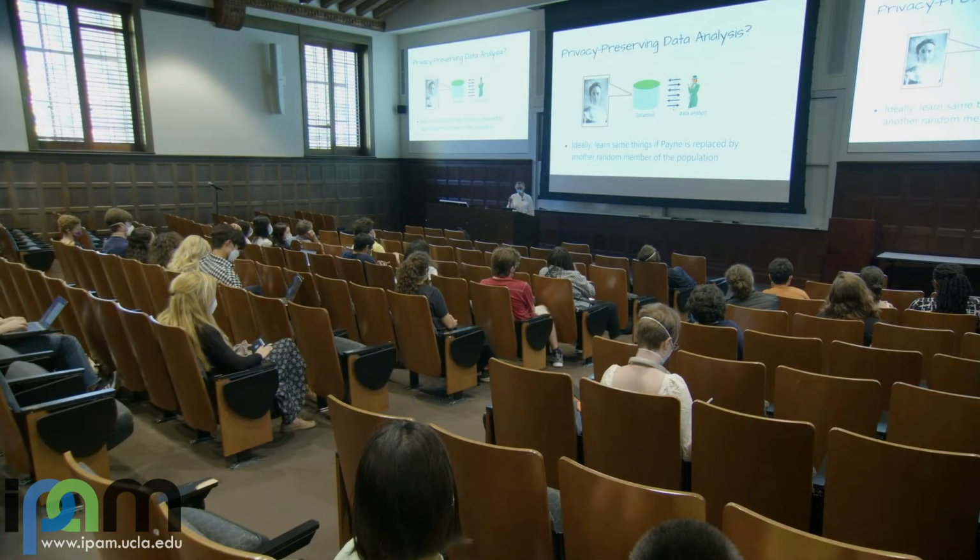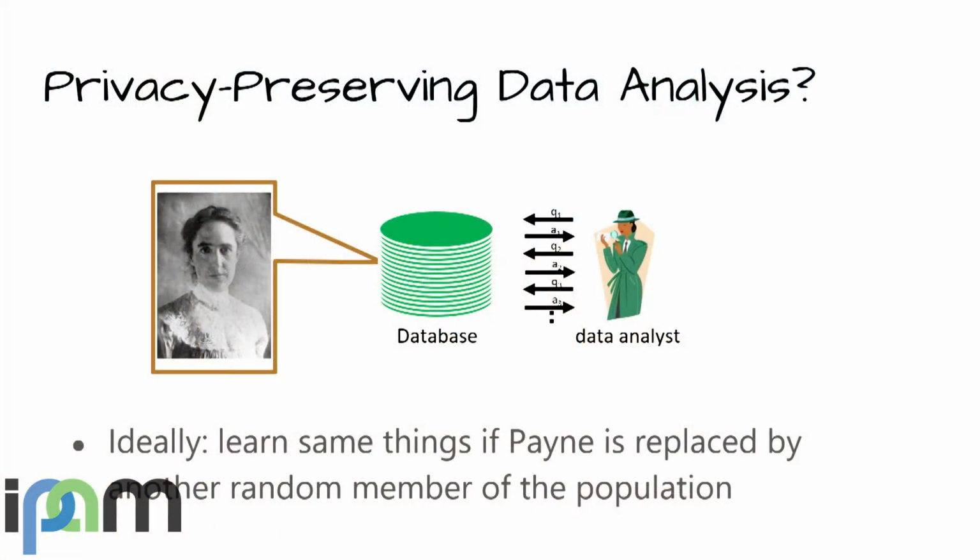Now, this is going to be a judgment call. There's no tablet set in stone that says whether this is or is not a privacy compromise. We decided it would not be considered a privacy compromise. And in fact, the reason for this is that we would have learned the same thing even if Payne had been replaced by some other random member of the population.